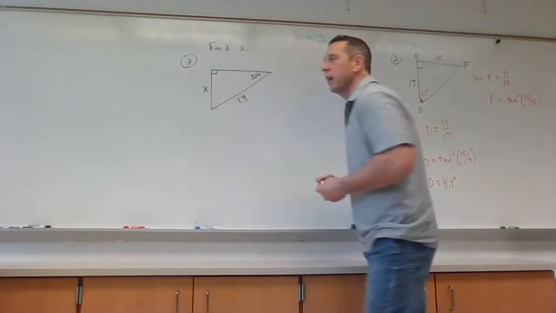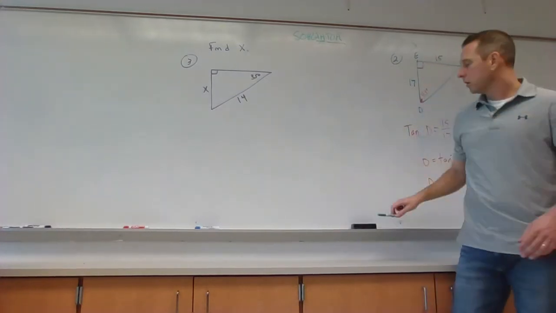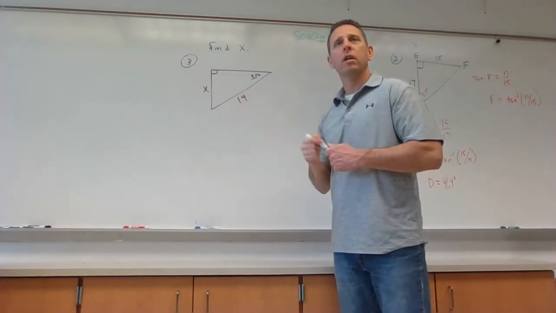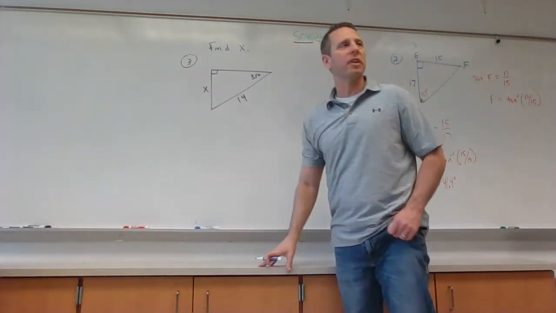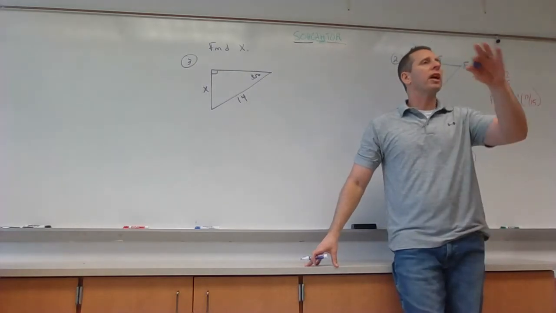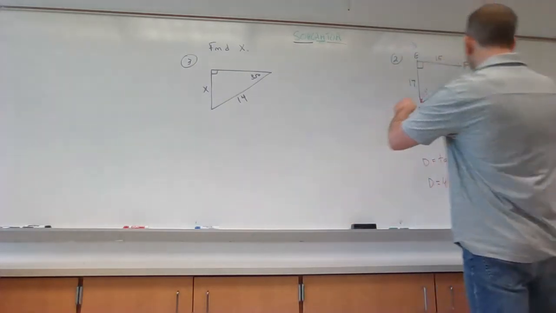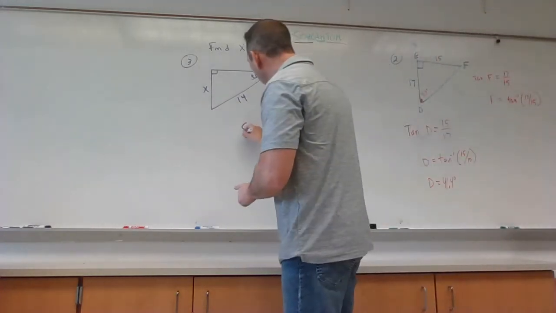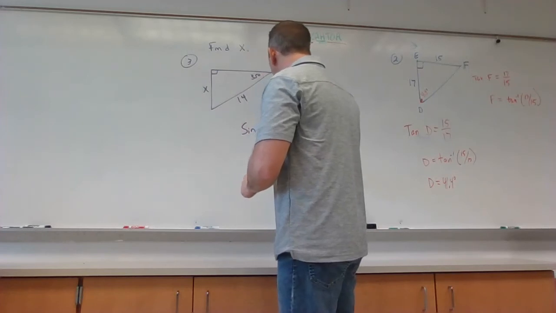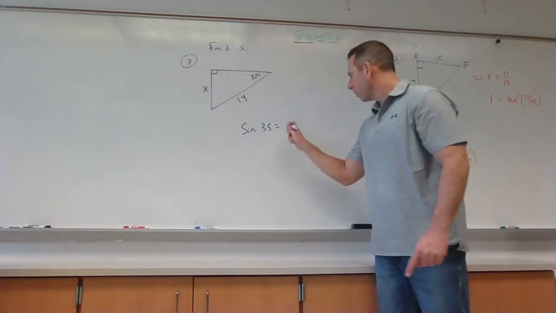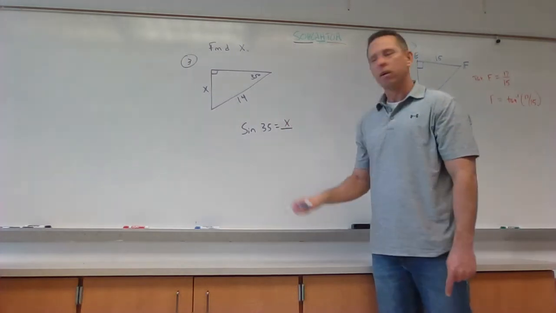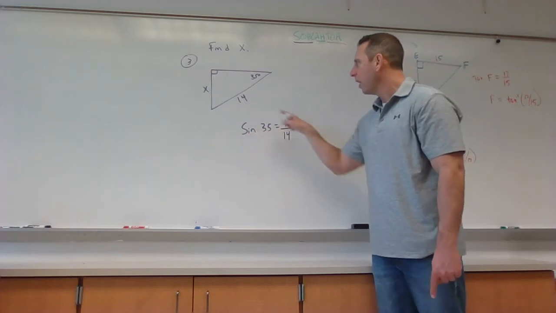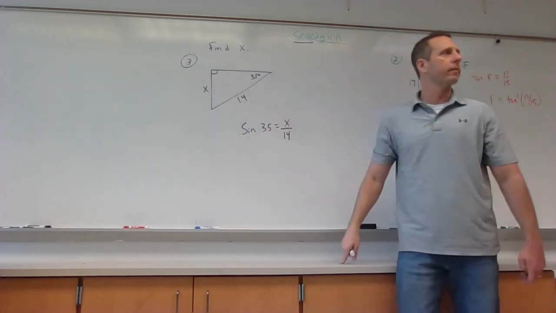which trig ratio are we going to use? Kelsey? Sine. Sine is opposite over hypotenuse. So now we set it up the same way. We write tangent of the angle, opposite over adjacent. Now we write sine of the angle equals opposite over hypotenuse. Sine of 35, sine of the angle, opposite side, hypotenuse.